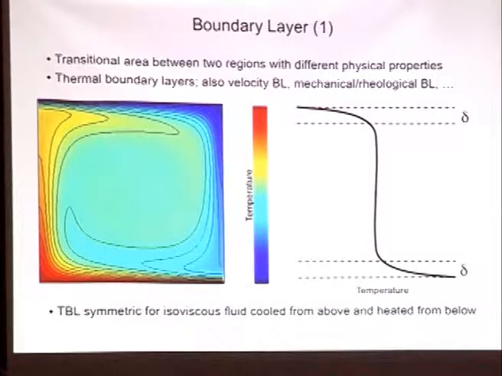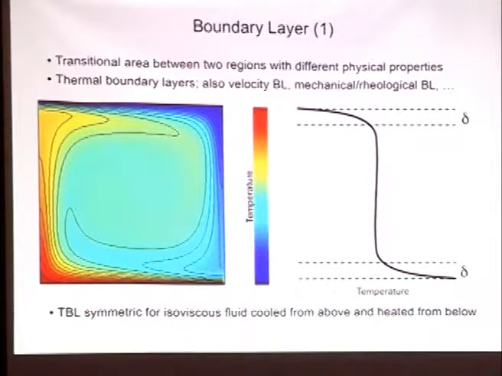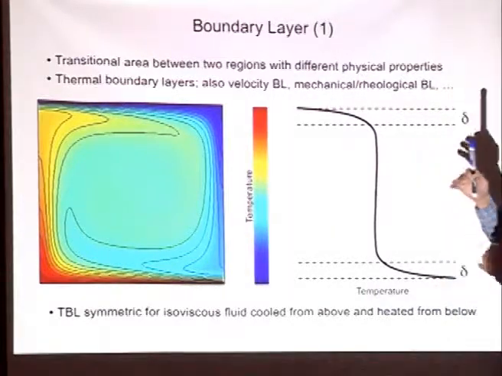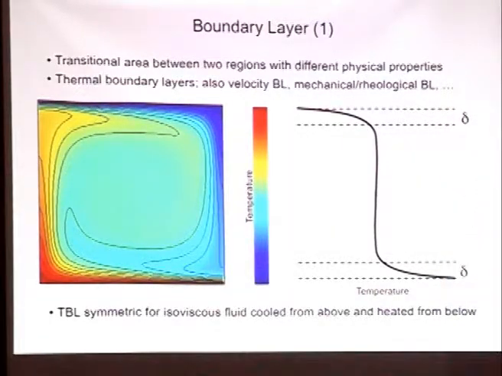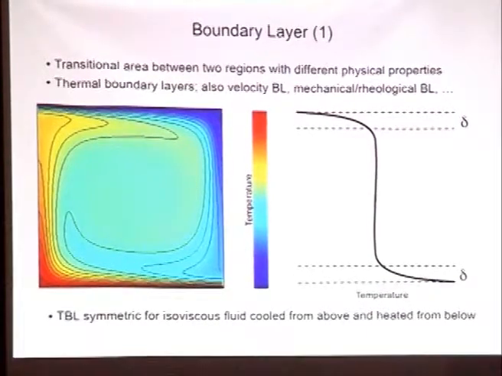Let me talk about boundary layers. I think one good definition of boundary layers is that it is the transitional area between two regions with different physical properties. And these properties really can be anything. Most commonly in our world, we use a thermal boundary layer, so there are temperature differences between two regions of the fluid. But you can also think of boundary layers in terms of velocity boundary layers or mechanical or rheological boundary layers. Shown here on the left is a convection cell.